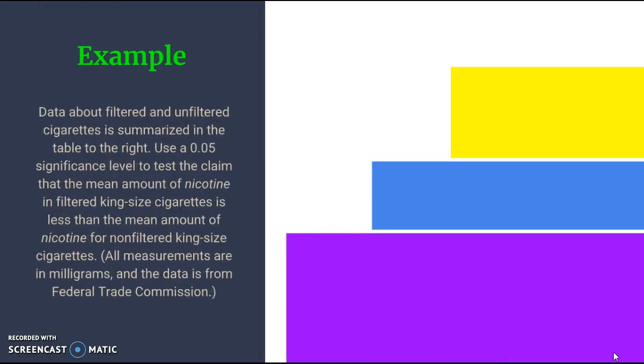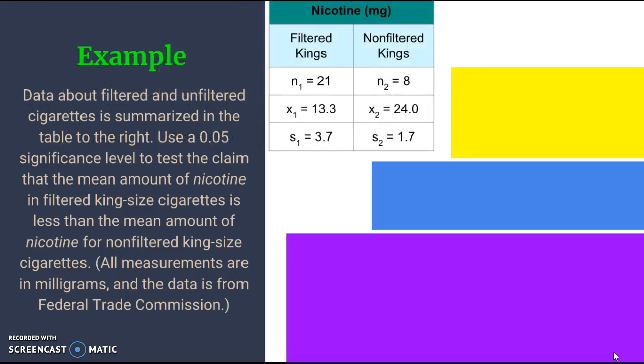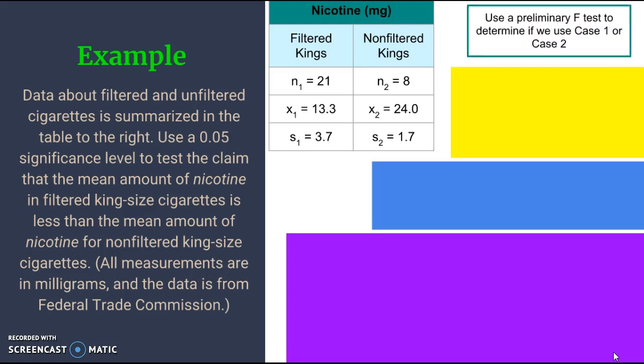So we're going to run through this example. It looks very similar to the one that we did in part 1, except our original claim now is that the mean amount of nicotine in the filtered cigarettes is less than the mean amount in the non-filtered cigarettes. So here's our chart again with your n, your x bar, and your s sub 1 values.